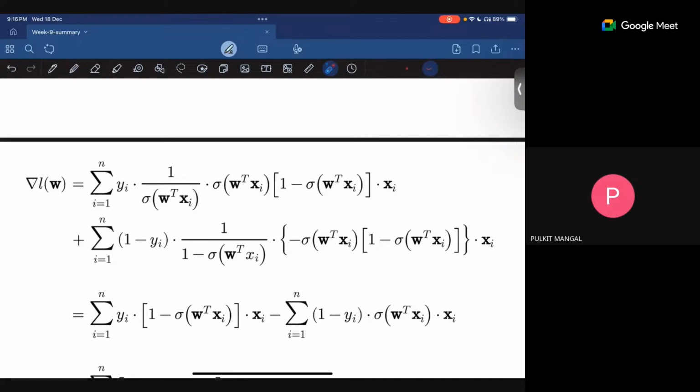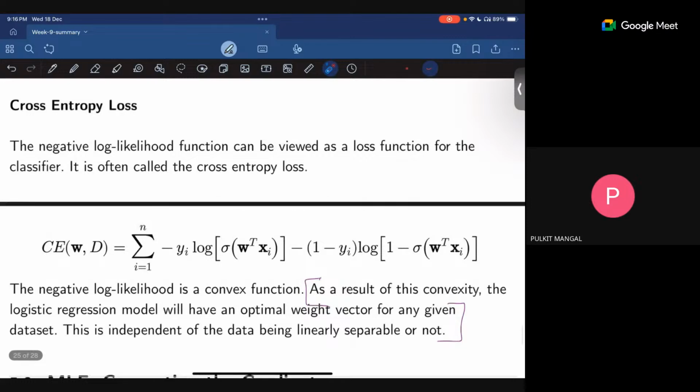And then again we have to apply the chain rule for this. The derivative of W transpose xi is xi. So you are applying the chain rule three times. First for the log, then for the sigmoid, and then for the inner part, W transpose xi. So this was the derivative for the first term here.